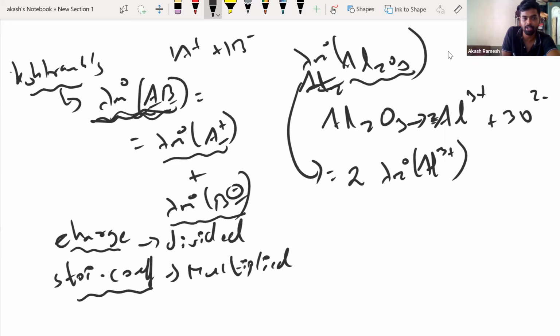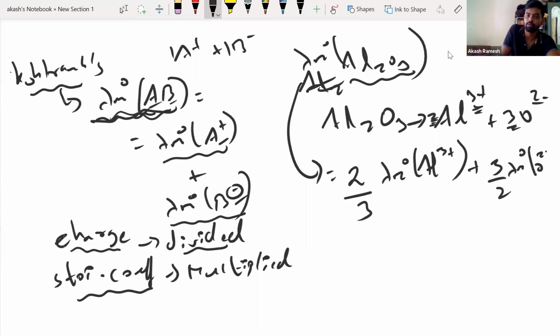I told you that the charge value has to be divided. Now look at the charge. The charge is 3. 2 is the stoichiometric coefficient, which I multiply, and 3 is the charge, so I divide it. So it will be 2 by 3 into lambda m naught of Al3 plus. Now the stoichiometric coefficient of oxygen is 3 and the charge is 2, so it will be 3 by 2 into lambda m naught of O2 minus. That's it. This is my Kohlrausch's law. Very, very simple.